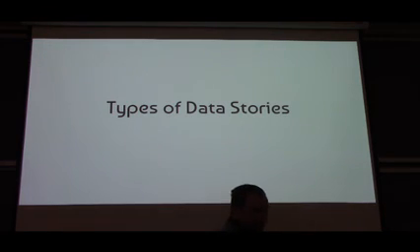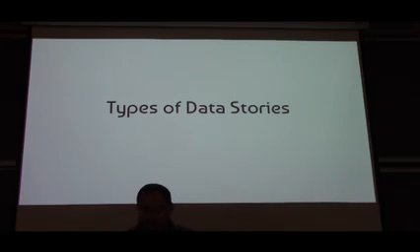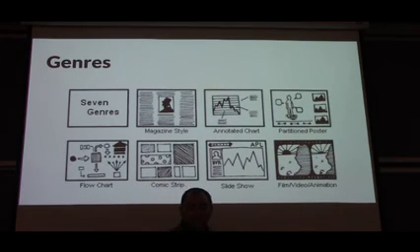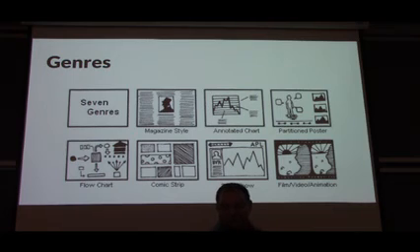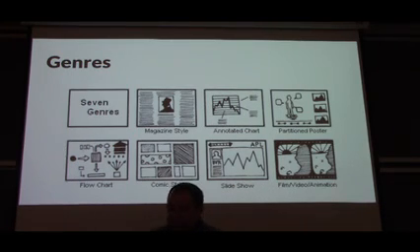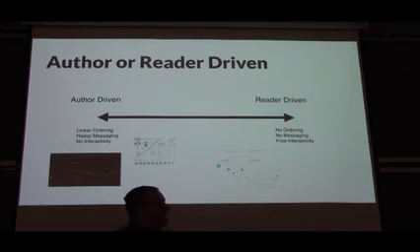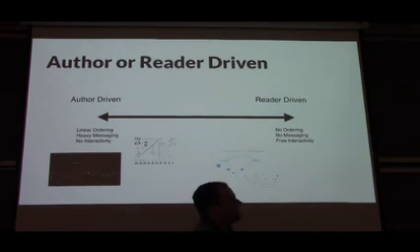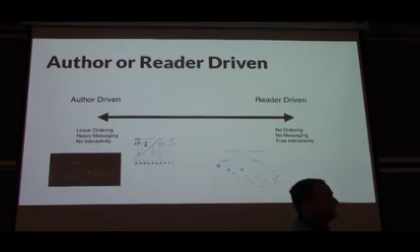And then we read this paper by Segel and Heer, where they classified different types of data stories. These were magazine style, annotated charts, poster, flowchart, comic strips, slideshows, film, video, and animation. And one major factor here was the distinction between author or reader-driven stories.